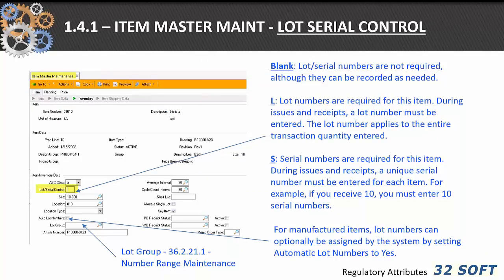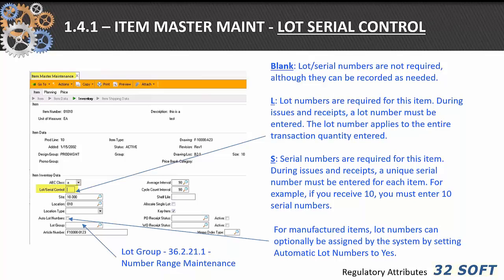You can either have blank, which is no lot serial control, or you can have lot numbers, which means you've got a group of products off a work order that have a common lot number. Or you can have a serial number, which means you've got a unique identifier for each end thing that you make off of a work order.